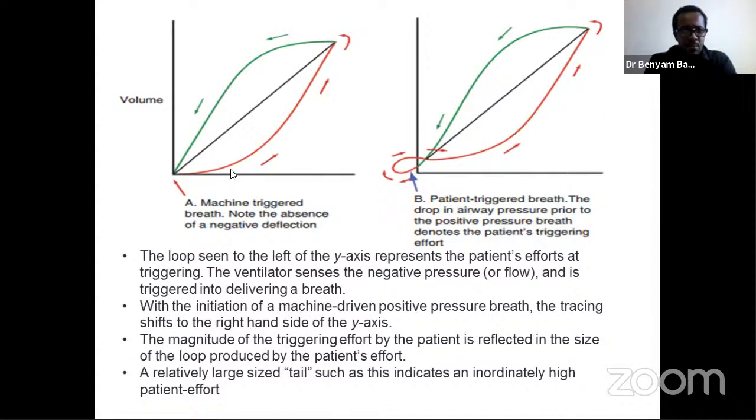So the negative pressure that the patient has generated will be seen around here. If you plot the x-axis here, this is the maximum negative pressure that the patient has generated. If a patient generates more negative pressure, this tail will be longer. So it will tell us the volume of the negative pressure that the patient is generating.